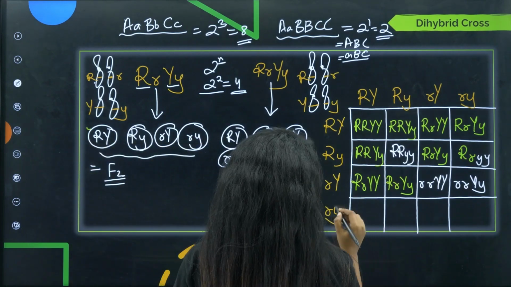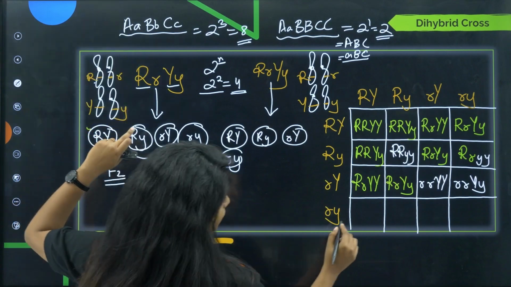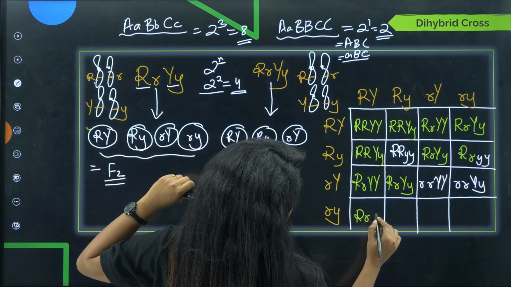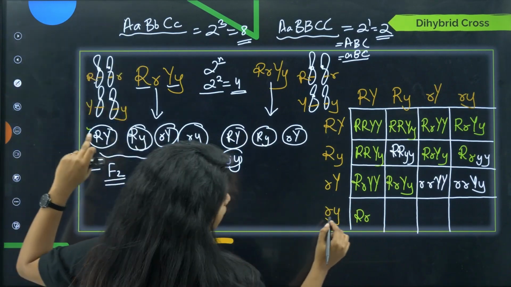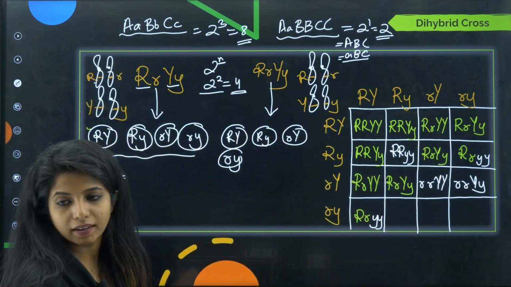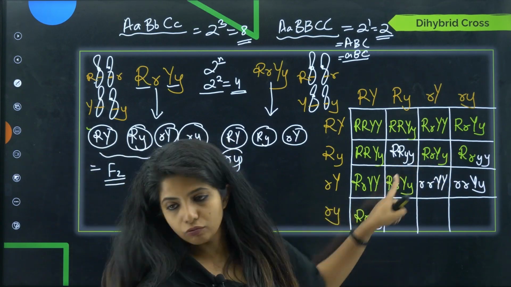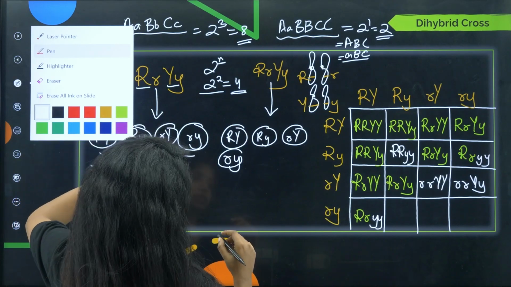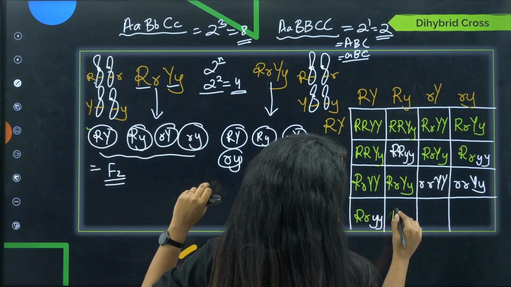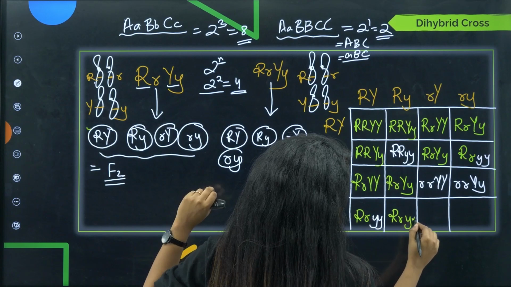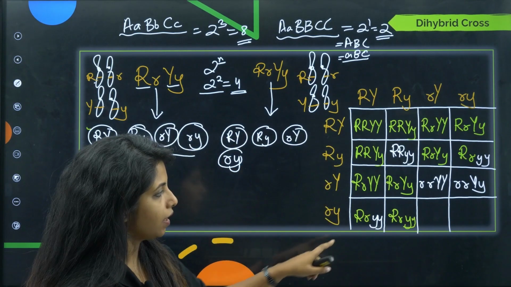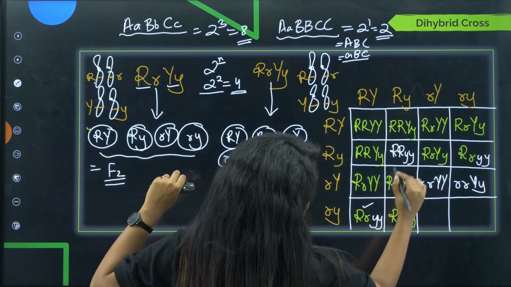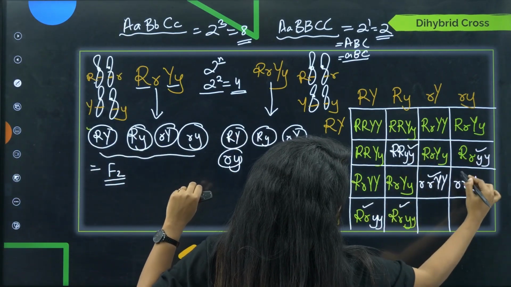Going ahead, capital R, small r, small y. Again, round and yellow, just like them. Okay, now going ahead, capital R, small r. Oh, this is capital R, small y. Okay, this is again the same type. So wherever the variations are there, I'll just make a white. That will be better. Otherwise, our whole time will be going.